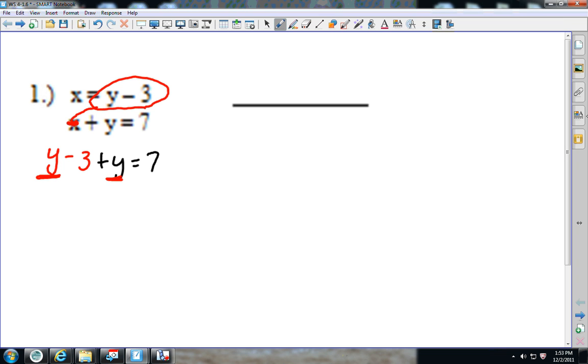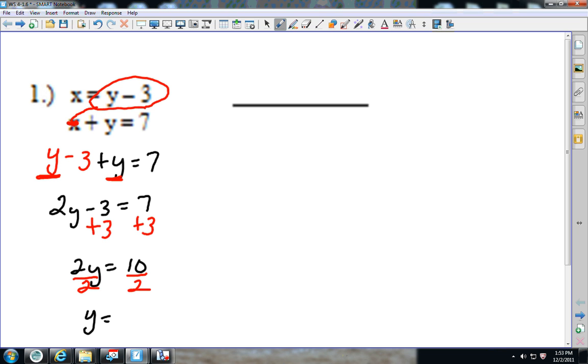Now I put the y's together. How many y's do I have? I have 2y minus 3 equals 7. What I did was substitute in for x so that now I only have one variable, and now I can find out what y is. We add 3 to both sides. I get 2y equals 10. Divide by 2.